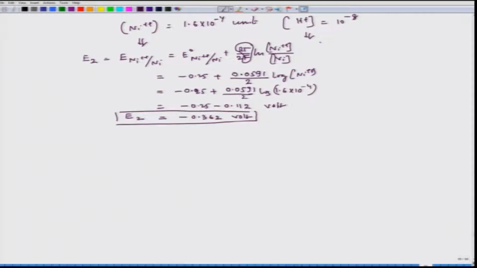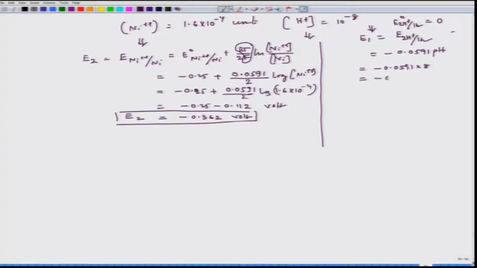Now, we can calculate E1, which is this side. E1 is equal to minus 0.0591 times pH. We have done this calculation before, because E0 of H plus / H2 equals 0. So, E1 becomes minus 0.0591 into 8, which is minus 0.473 volt.